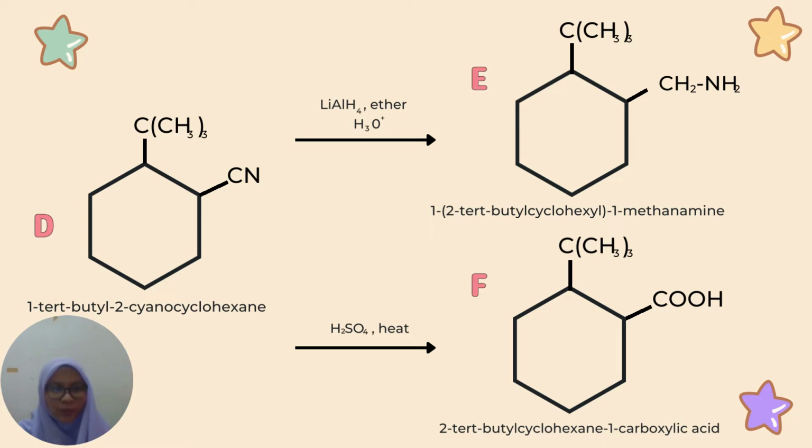Last but not least, compound D also can undergo hydrolysis in the presence of acid sulfuric and heat to form compound F. So, the compound F is 2/3 butyl cyclohexane 1-carboxylic acid.